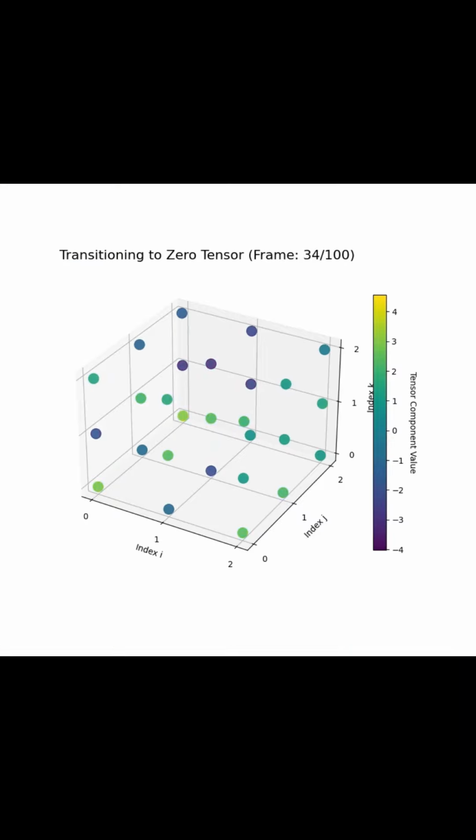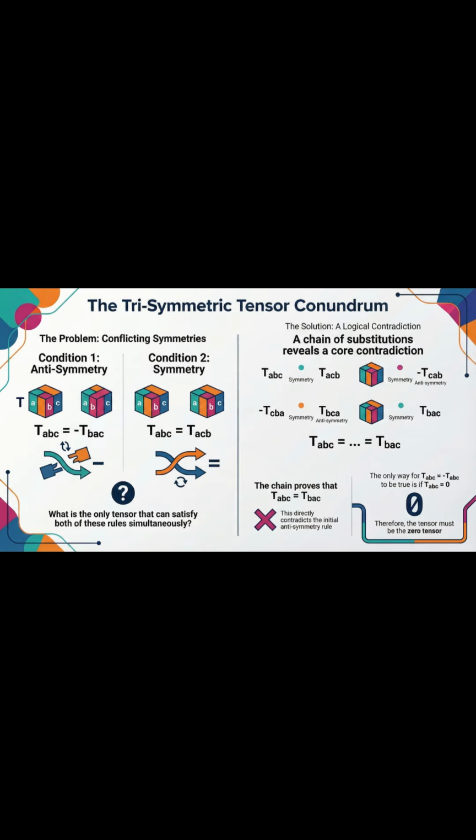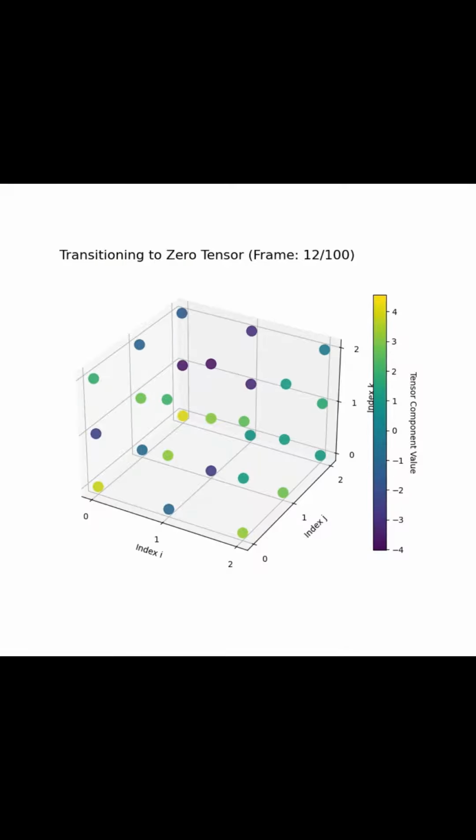And finally, this is how we link the theory to what we can observe. See, a non-zero tensor would look visually rich on that plot. You'd see points of all different colors representing all the different values.